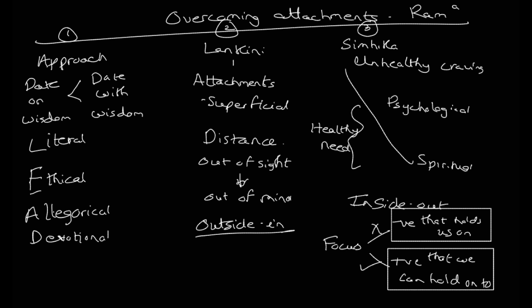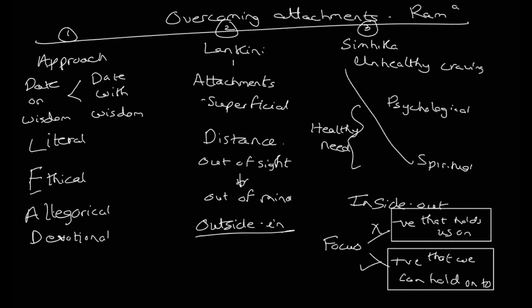Putting a date on history is not as important as going on a date with wisdom. We want to fall in love with the wisdom, and the Lord has given us the wisdom. And we discussed four approaches. What are the four approaches? Literal, ethical, allegorical, and devotional. So we took the ethical, allegorical approach, and then we discussed the two attachments.